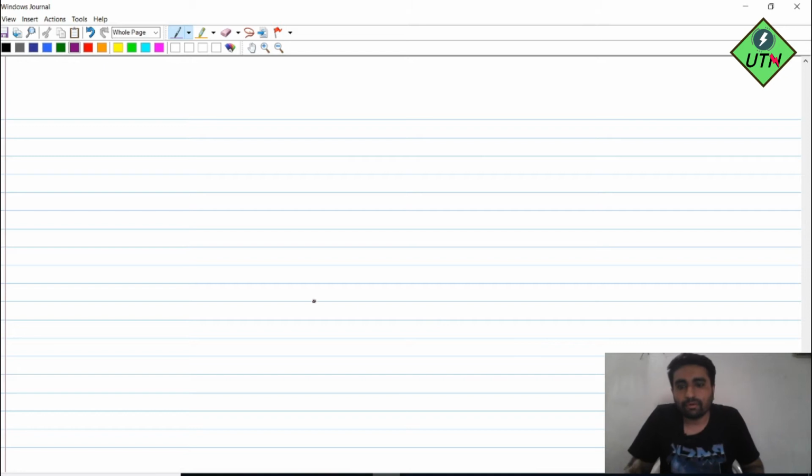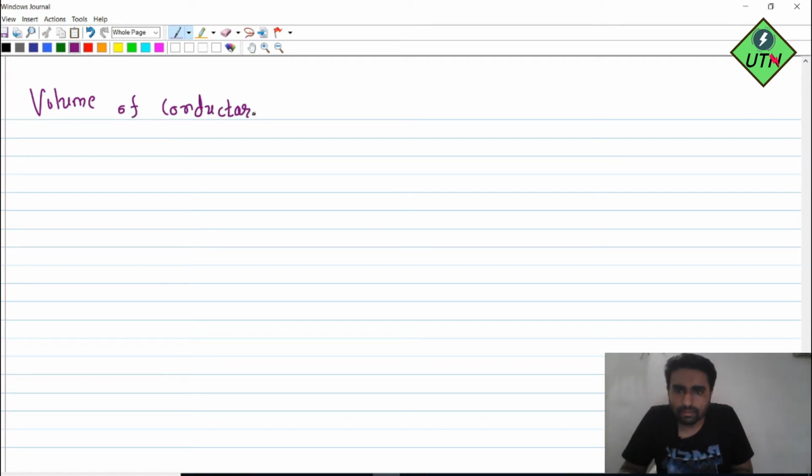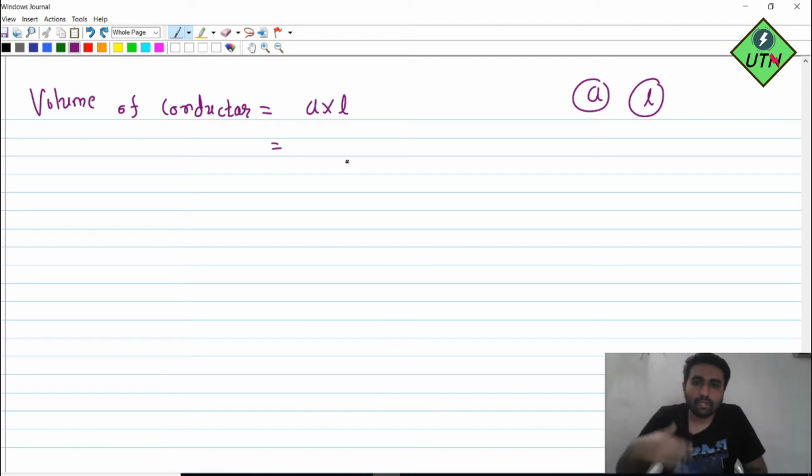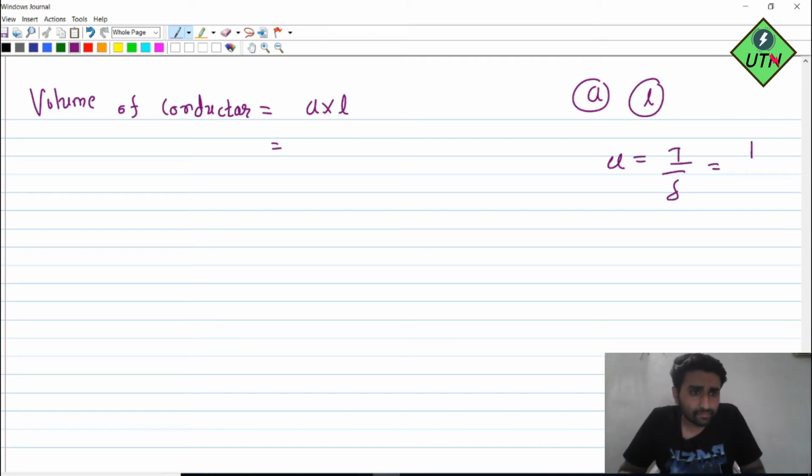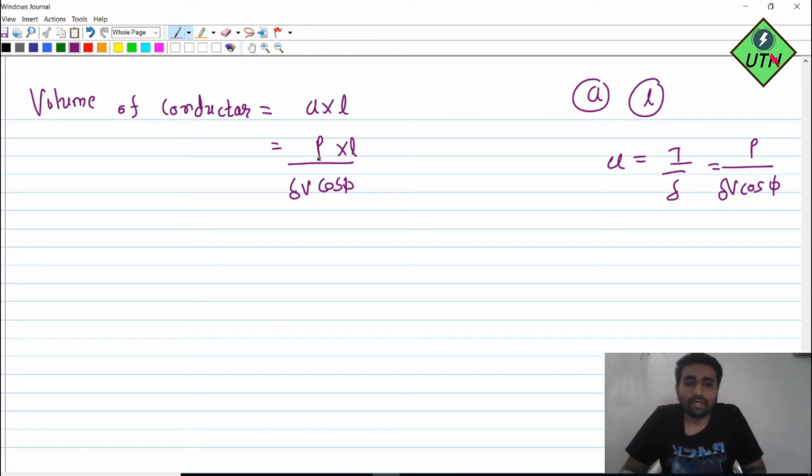Now we are going to derive the volume of the conductor. Basically we have the cross sectional area, that is A, and the length of the conductor, that is L. So our volume is going to be A into L. We have derived the equation for A: A is basically I divided by delta, and I is basically P divided by V cos phi, and into delta we have. So we can simply put A is equal to P divided by delta V cos phi into L. So this is going to be our volume.